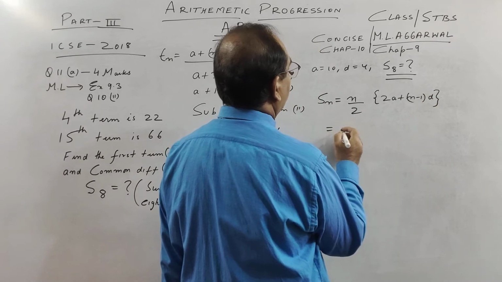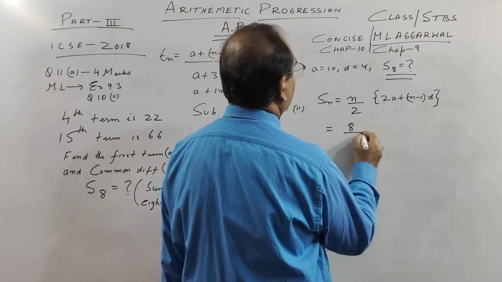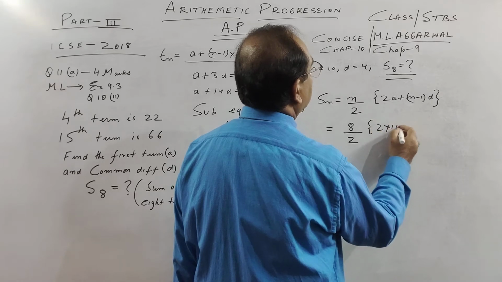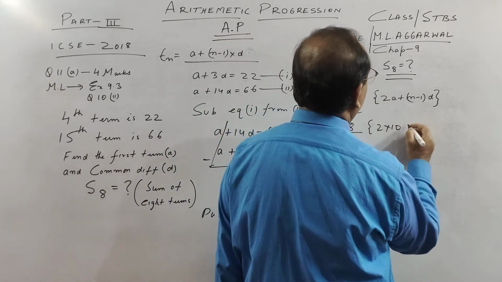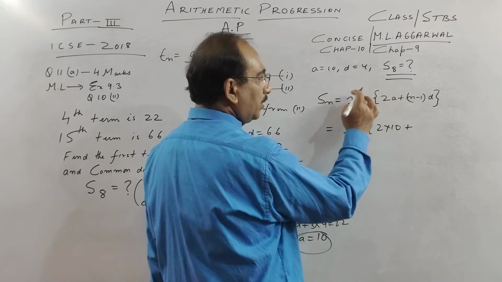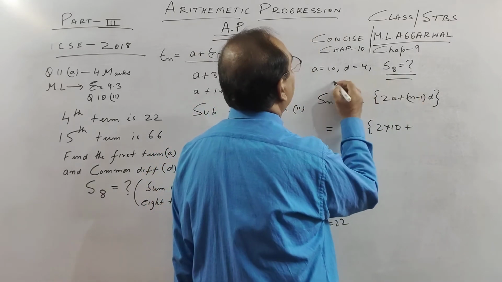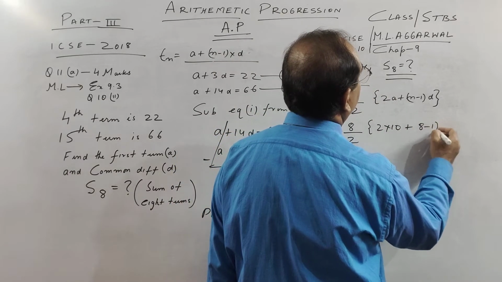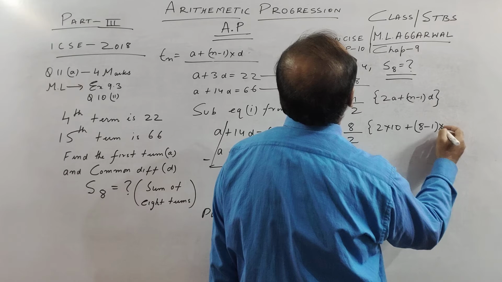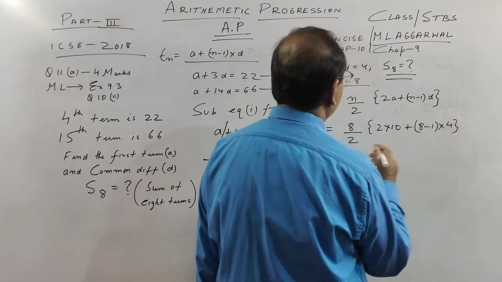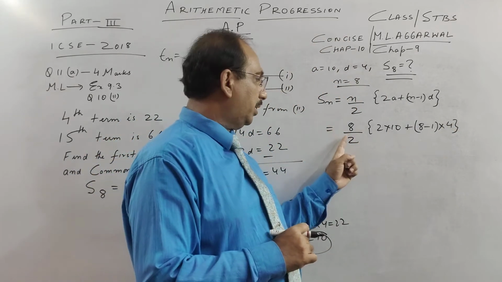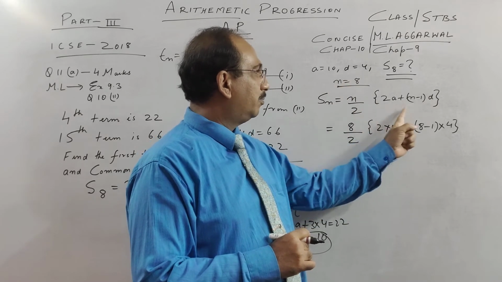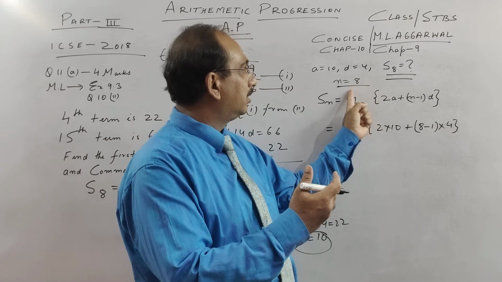So here we have n as 8 terms only, first 8 terms. A is 10, d is 4. So n comes twice as I told you over here. n is 8, 8 terms sum. So here also 8 minus 1 into d is 4. So once more, 8 terms, n by 2, 8 by 2, 2 into first term 10, 8 minus 1, number of terms 8, first 8 terms.